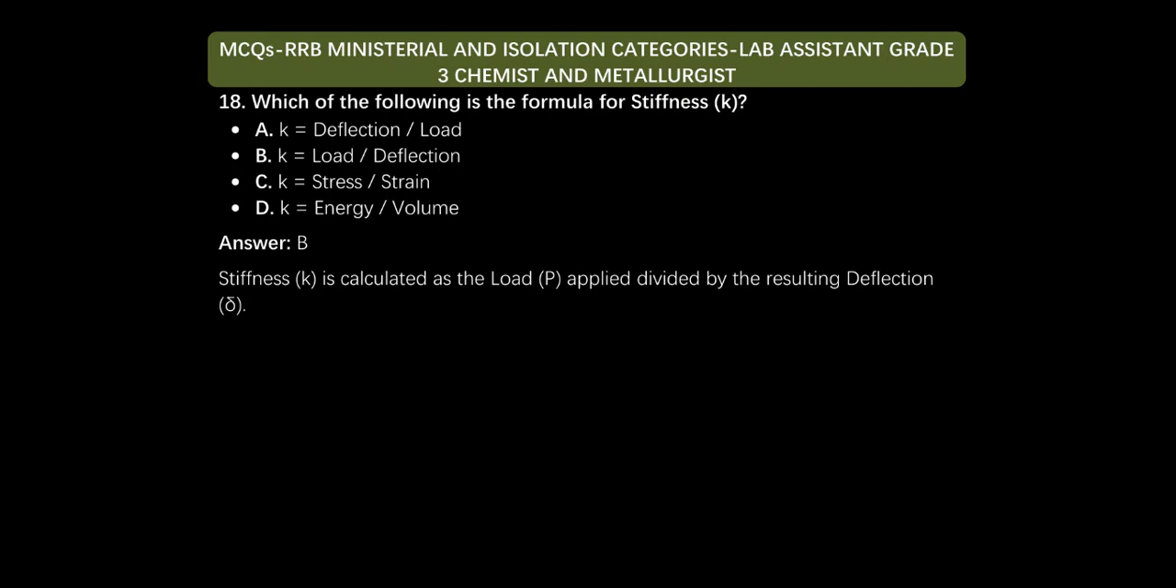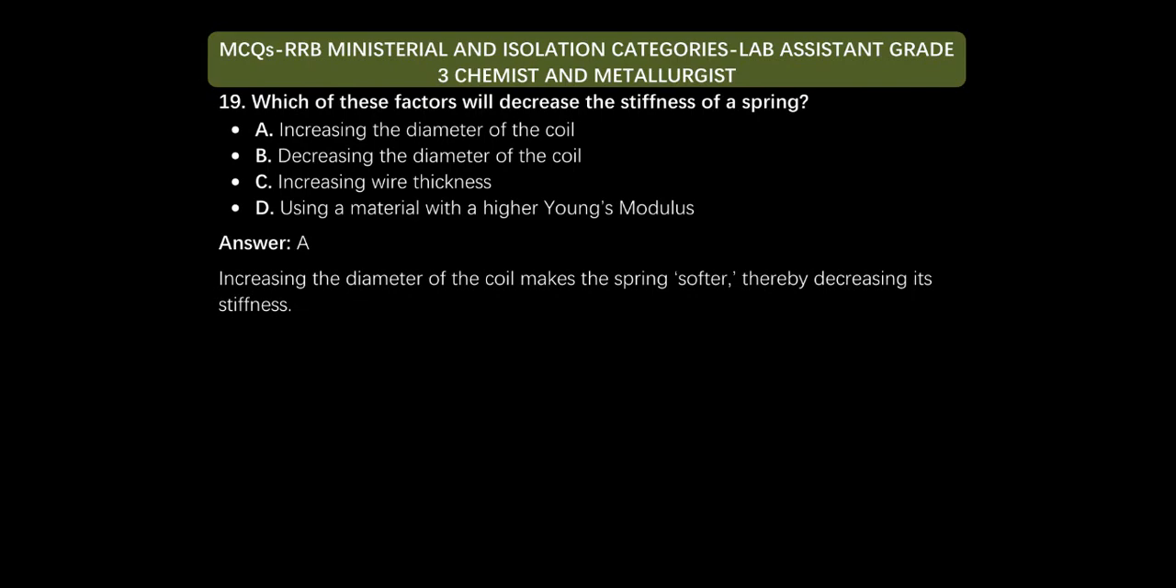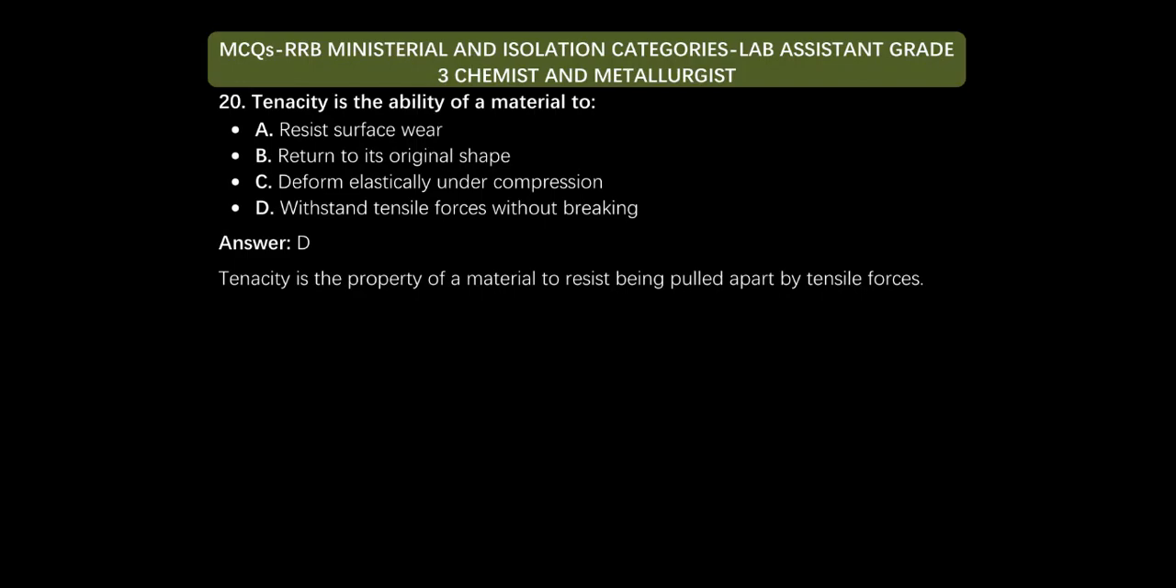Which of the following is the formula of stiffness? K. Option B. Stiffness is equal to load upon deflection. Which of these factors will decrease the stiffness of a spring? Option A. Increase the diameter of the coil. Tenacity is the ability of a material to, option D, withstand tensile force without breaking.